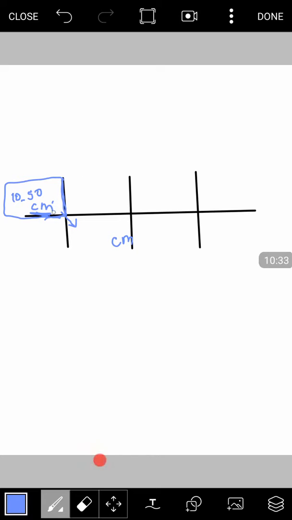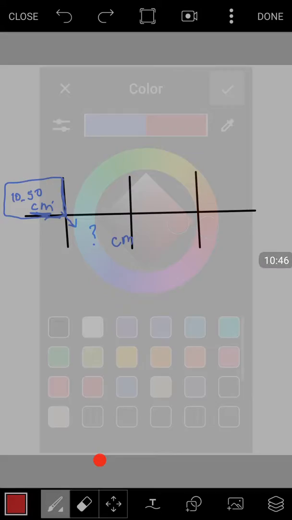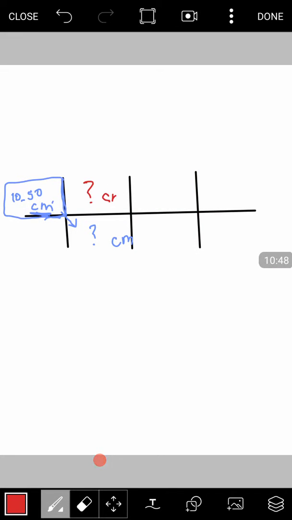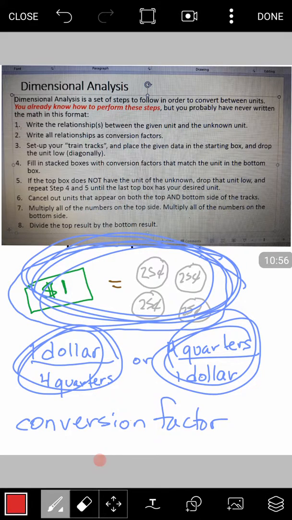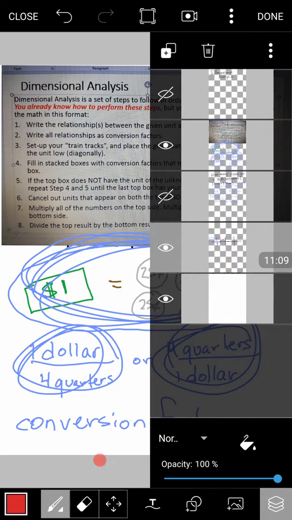Centimeters was the unit in the starting box, so you drop the unit low, so centimeters goes in the next box to the bottom right. What we're going to do next, though, is try to figure out what goes there and what's going to go above it as well. So that's where we're going to go back to our steps. Next step, step 4. So we're done step 1, step 2, step 3. Step 4, fill in the stacked boxes with conversion factors that match the unit on the bottom. So let's go back here.